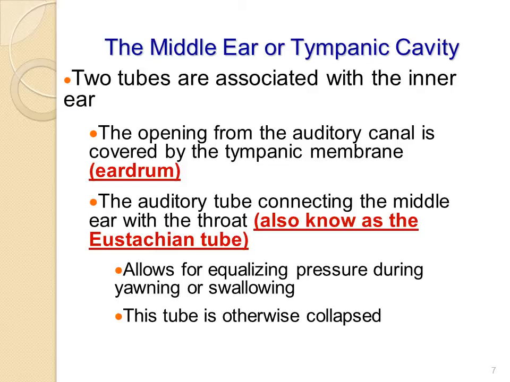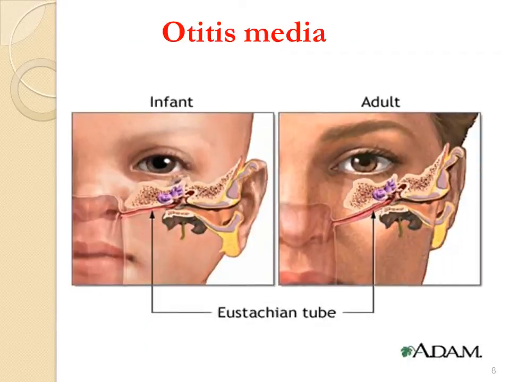So what is the function of the Eustachian tube? It allows for equalizing pressure, during yawning or swallowing. And as we said, this tube is otherwise collapsed. Otitis media, you can see in these two pictures, in an infant and an adult. The Eustachian tube is found in the connection between the auditory canal and the throat, and this can be, as we said, infected and cause pain in the middle ear.